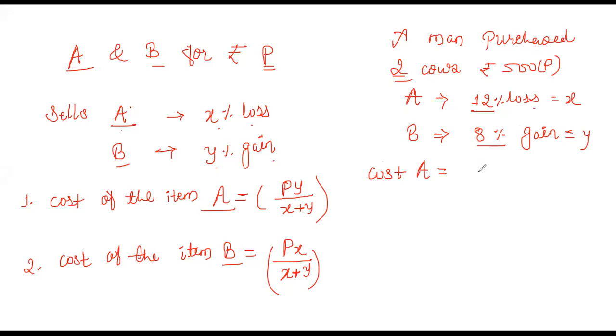So cost of A is equal to cost of the first cow, that is P into Y. So it is 500 into 8 divided by X plus Y. So here it is 12 plus 8, which is equal to 500 into 8 divided by 20. Okay, so 500 into 8, P into Y. Y is gain or loss?